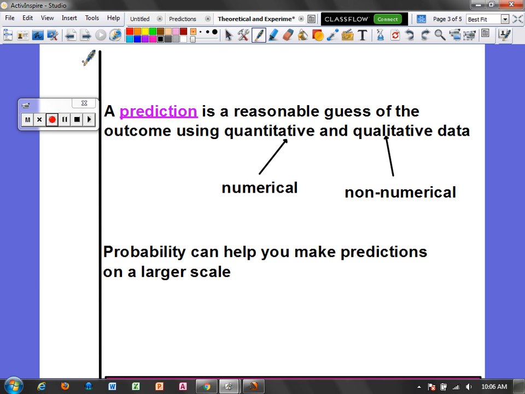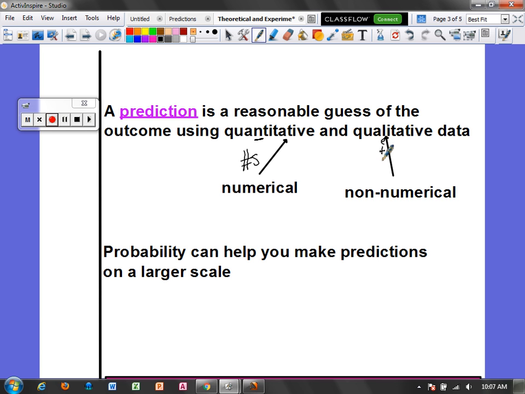Alright, let's talk about predictions. So a prediction is a reasonable guess of the outcome using quantitative and qualitative data. Quantitative is numerical data. So numerical starts with an N, and quantitative has a letter N. So quantitative has to do with numbers. Qualitative data is non-numerical, so they're not numbers.